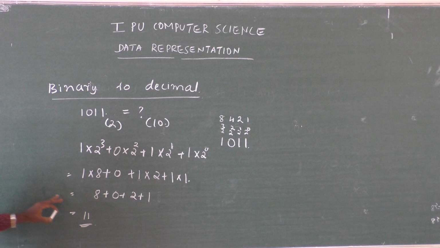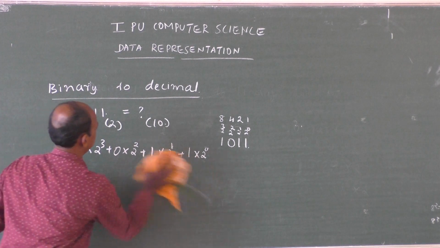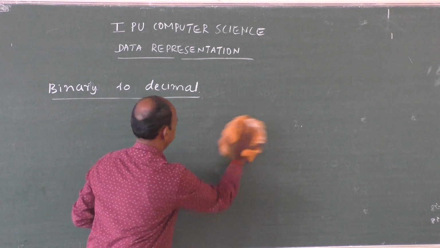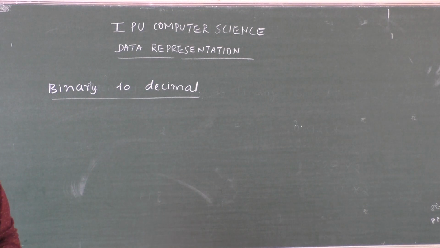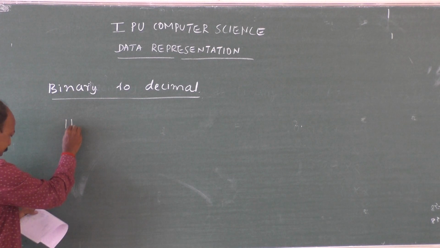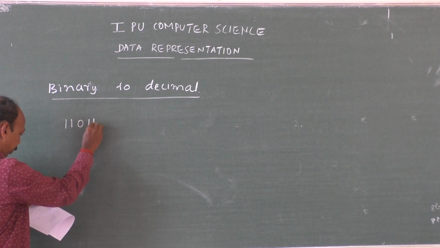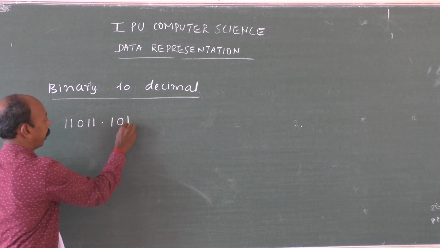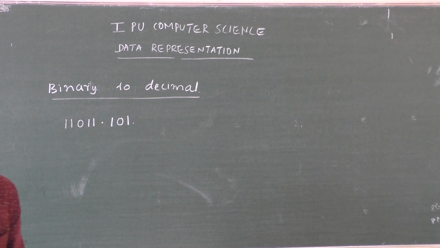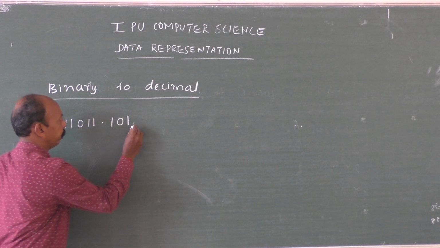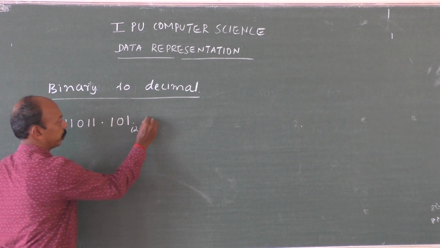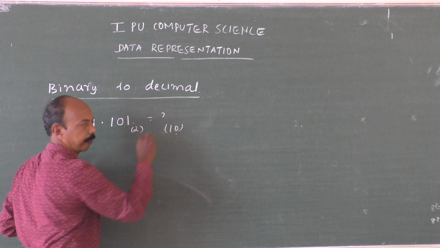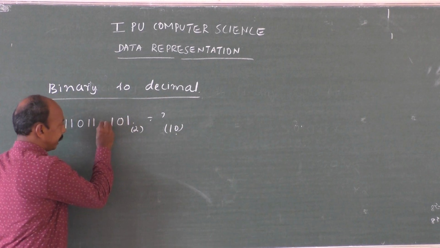Hope this is understood. Easy exercise. One more example we shall take: 1011.101 to the base 2 is how much to the base 10. Be careful in this case.